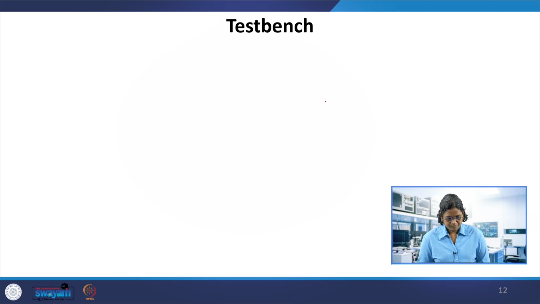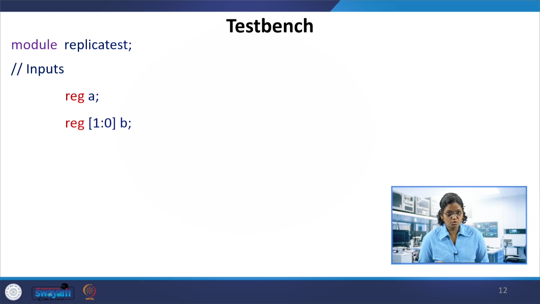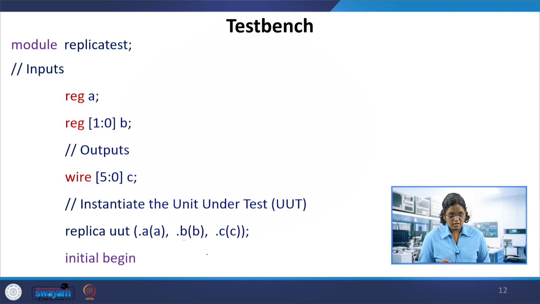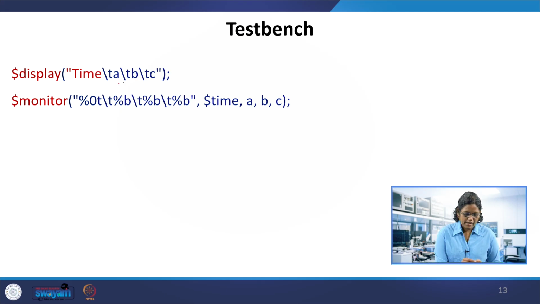C is 6 bits. The test bench replica test has inputs reg A, and 2 bits reg B. Output here is the wire C. Instantiate the replica here, replica UUT dot A dot B and dot C, 2 inputs and 1 output. Initial begin, what are the stimulus we are going to add? So this is for time. Tab \t represents the tab, to display it in a nice fashion. So \t B and \t C, and so on. This is within the bracket.